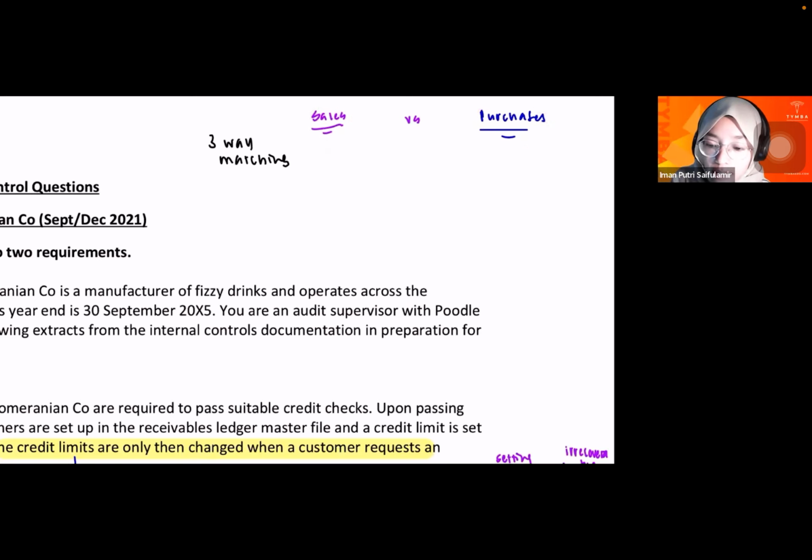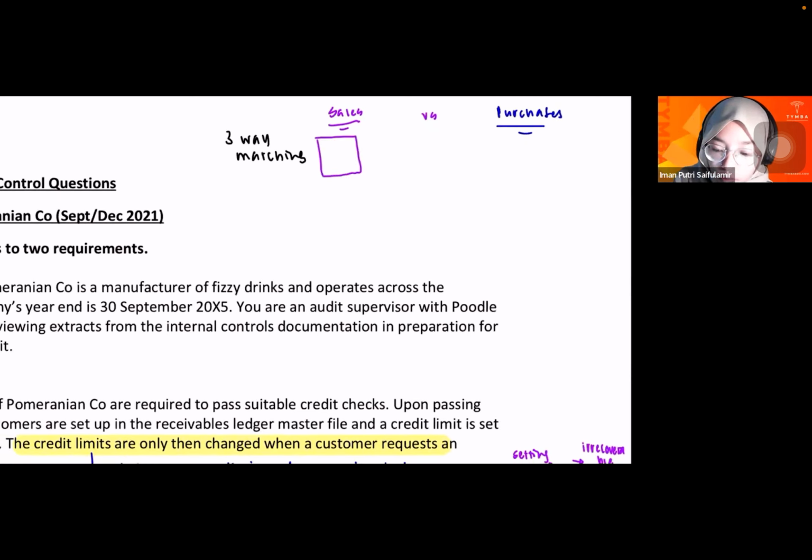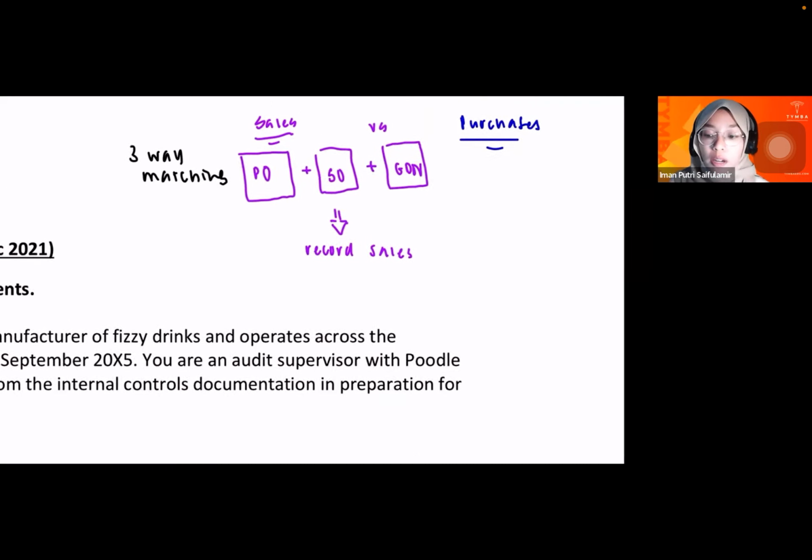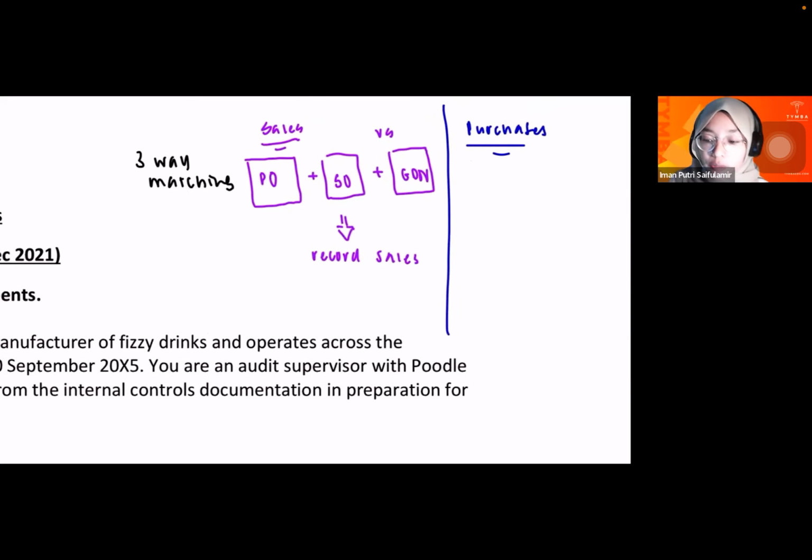So for a sale, they will basically look into these three documents. Okay, what are the three documents? Firstly, we have the purchase order. Second, we have the sales order. Lastly, we will have the GDN. Only then they will record the sales. Okay. For purchasing, it's slightly different. The accounting department will firstly match the PO and then the GRN and lastly the purchase invoice. Okay. Only then they will record the purchases.